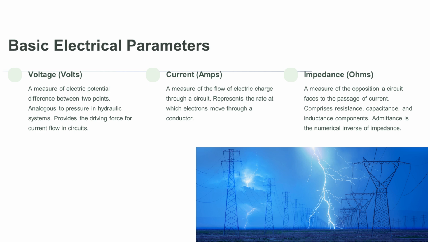Voltage, volts. This is the electric potential difference between 2 points in a circuit. Current, amps. This measures the flow of electric charge through a circuit. Impedance, ohms. This is the opposition a circuit presents to current. It includes resistance, ohms, pure opposition to current. Capacitance, farads, ability to store charge. Inductance, Henry, ability to store energy in a magnetic field. Admittance, the inverse of impedance.